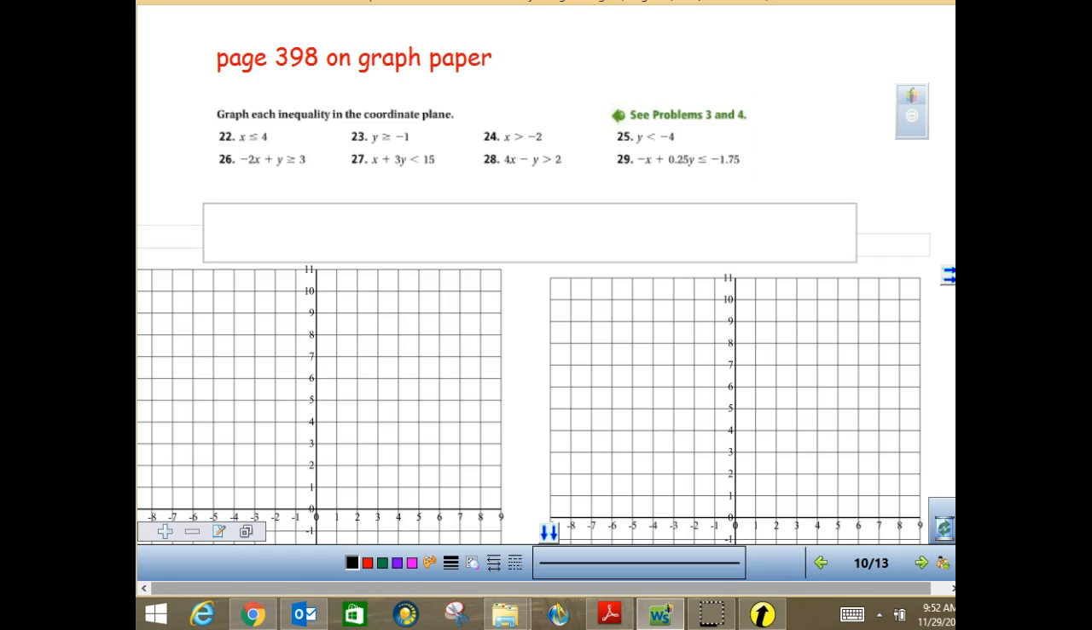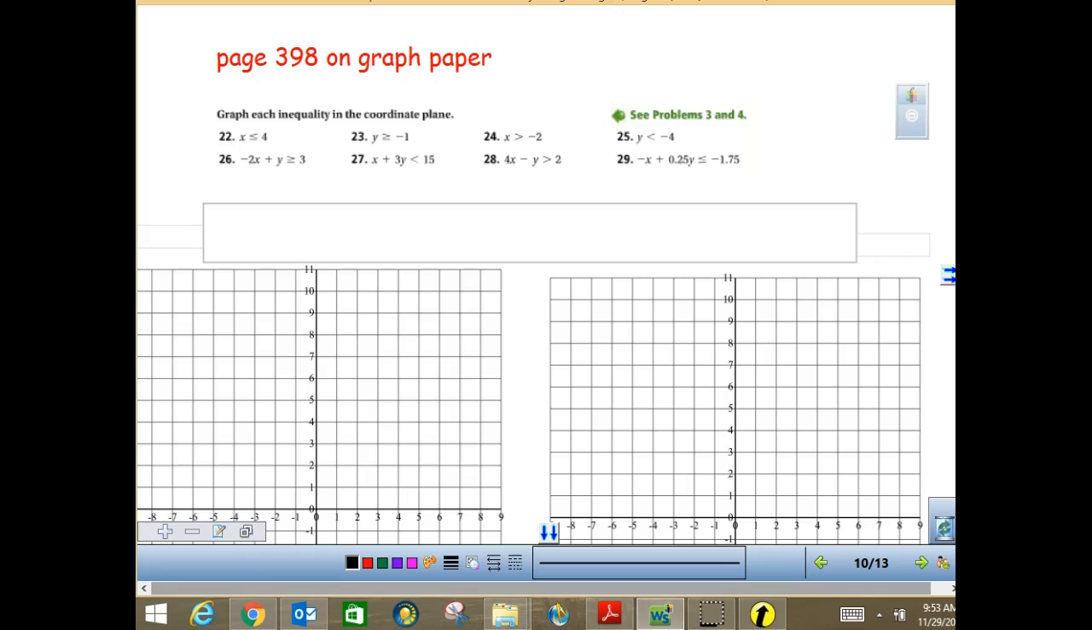First, just a refresher, right? When we are looking at these, if it is one variable, we are either going to have a vertical line or a horizontal line, correct? X equals a number or Y equals a number is horizontal or vertical. X equals is vertical. So when I look at 22 and 24, I know I have a vertical line, right? When I look at 23 and 25, I should know the type of line.